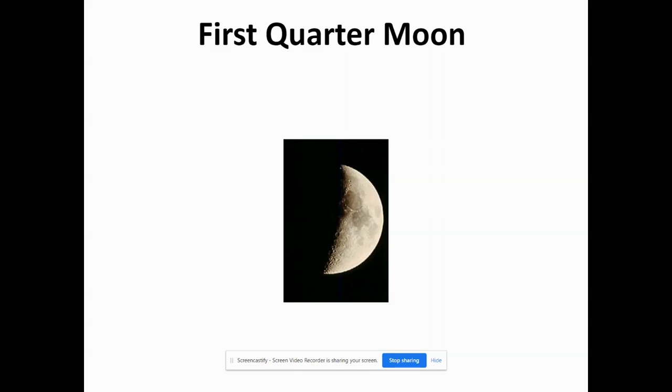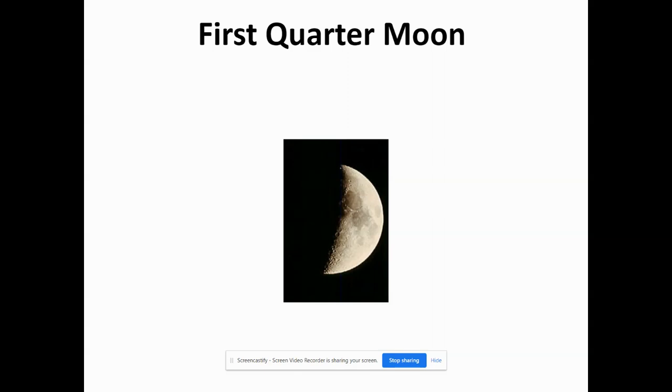Sometimes people will say half moon, but that's not quite correct, because half moon would mean half of the moon is already lit up. If you see half of the lit side, that's a quarter. So half is a quarter. If the light is on the right-hand side when you look up at the moon, that's going to be your first quarter moon.